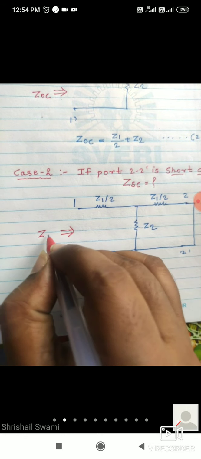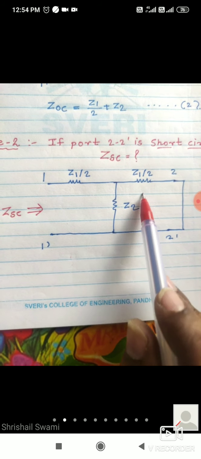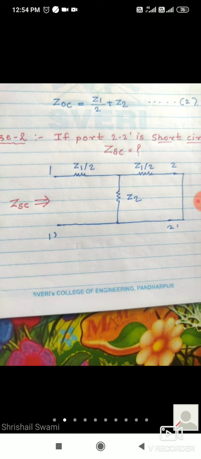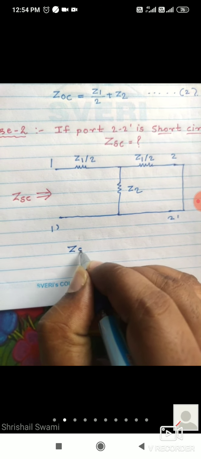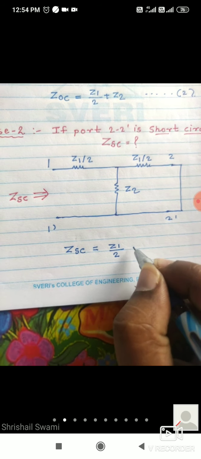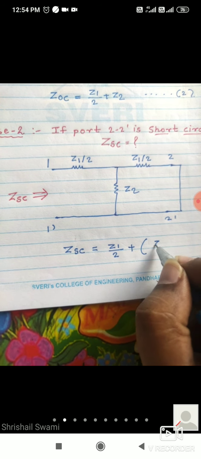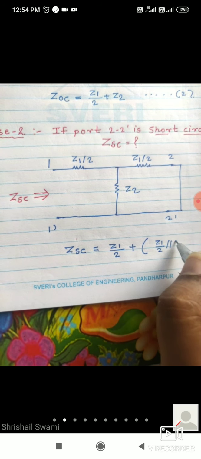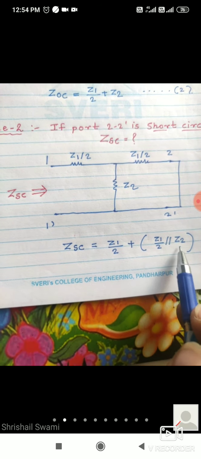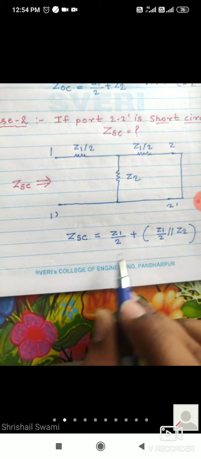So what you are going to find out now? Observe from this side and calculate ZSC. So what will be the ZSC? These two are in parallel, and that is in series with Z1 by 2. So ZSC is equal to Z1 by 2 plus Z1 by 2 in parallel with Z2. So calculate this one and rearrange the equation.